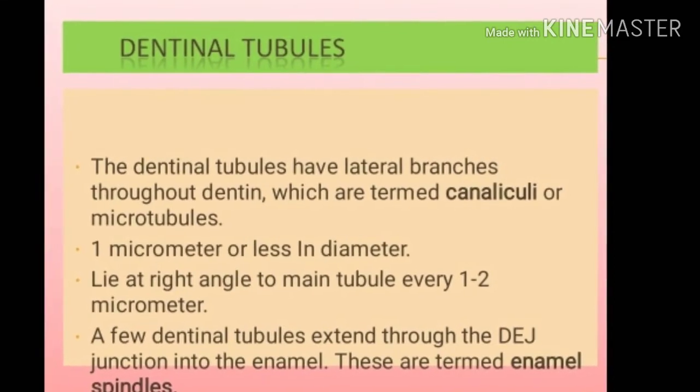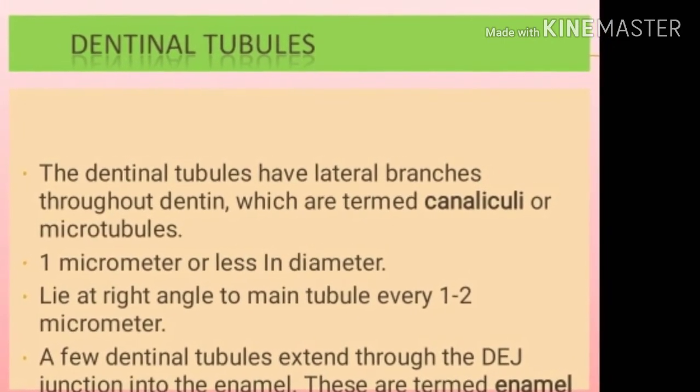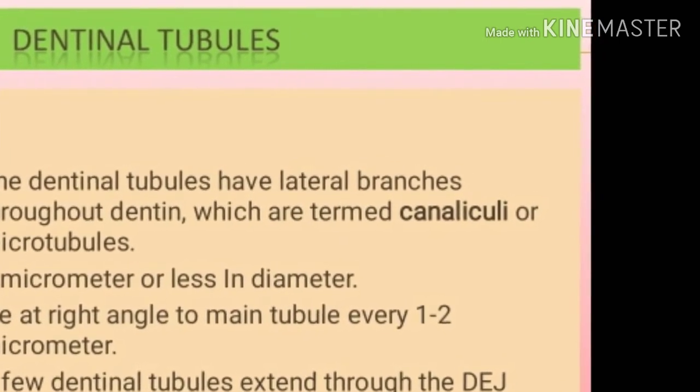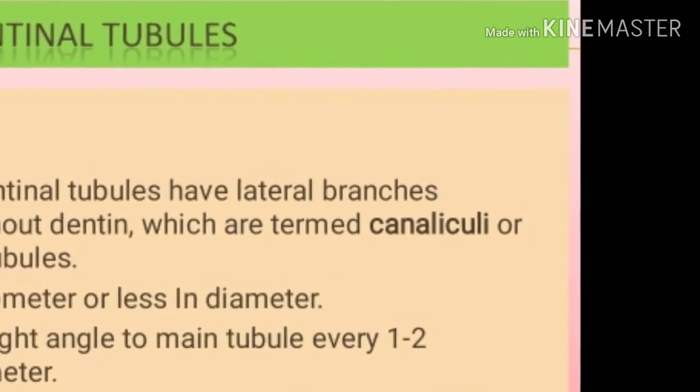Microtubules are 1 micrometer or less in diameter, lie at right angle to the main tubule, every 1 to 2 micrometer. Few dentinal tubules extend throughout the dentino-enamel junction into the enamel. They are termed as enamel spindles.